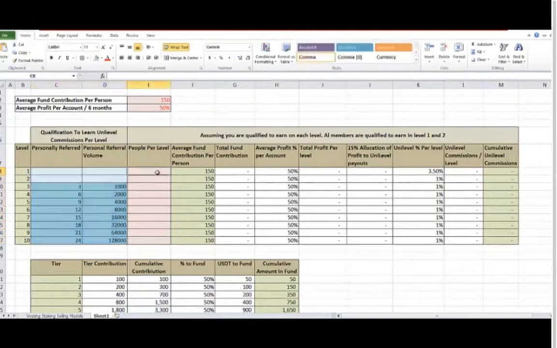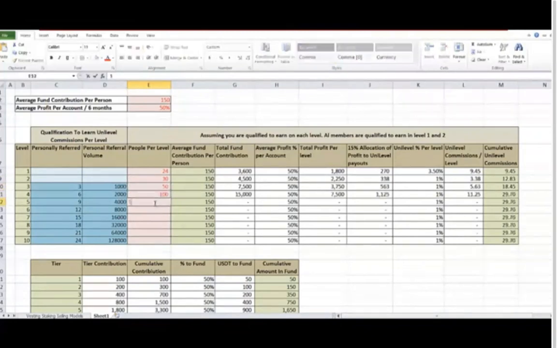So let's say that you did have the 24 referrals and you'd had sufficient people to qualify all the way to generation 10. And you can put in then how many people you might have on each level. So let's say that I've got 30 people on level 2, and maybe I've got 50 people on level 3, maybe 100 people on level 4, maybe 150 on level 5, I might have 200 people on level 6, I might have 250 on level 7.